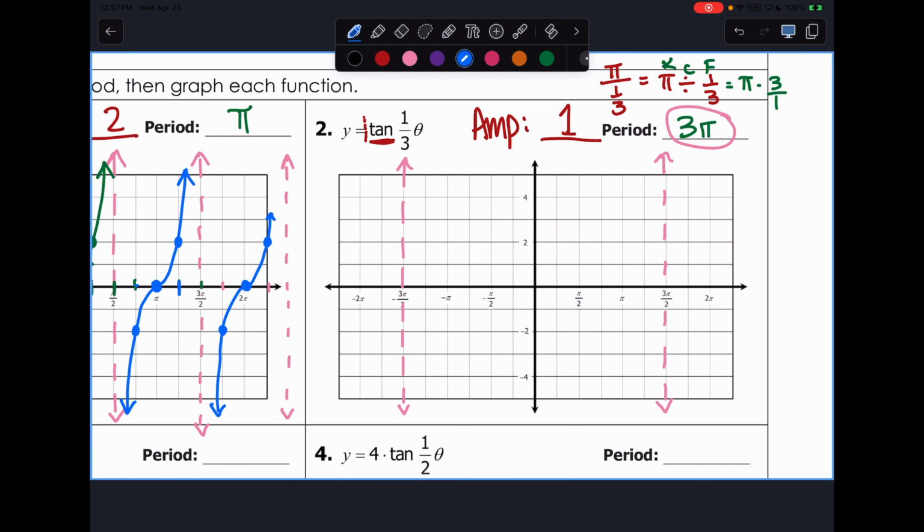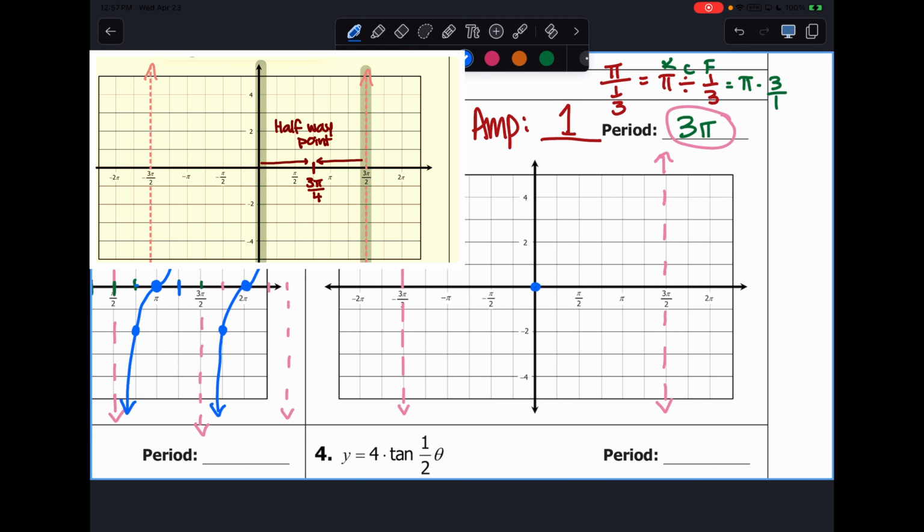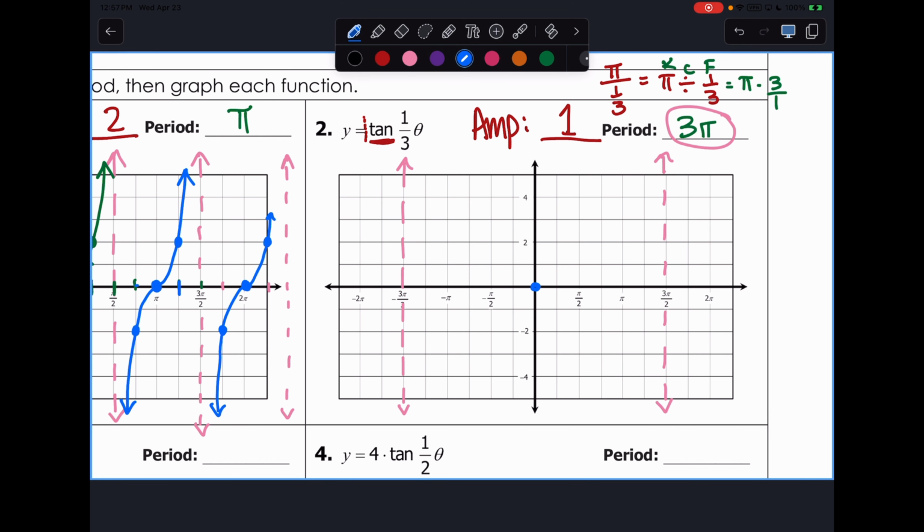Okay, let's do the center. The center is still 0, 0. Okay. Now, this is the tricky part. You ready? What's the halfway point between the center and the right asymptote? Right here. 1, 2, 3 units away, 3/4. Right? Every 3/4 is going to be my halfway point. How high should I reach based on this amplitude? 1. So I'm going to go to the right 3 units, which is 3/4, and go up 1. 1, 2, 3, down 1, and rinse and repeat.